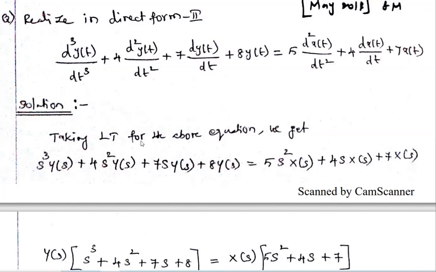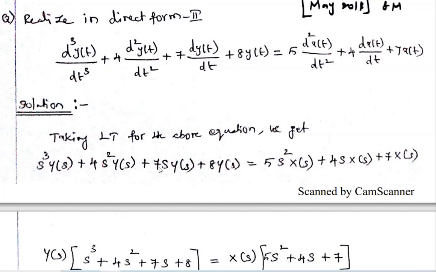According to the differentiation property of the Laplace transform, we take the Laplace transform of each term. The first term is d cubed y of t divided by dt cubed, that is the output y of t differentiated 3 times. The Laplace transform is s cubed into Y of s. Plus the next term, 4 into d squared y of t divided by dt squared. The Laplace transform of the 2 time differentiation of y of t is s squared into Y of s.